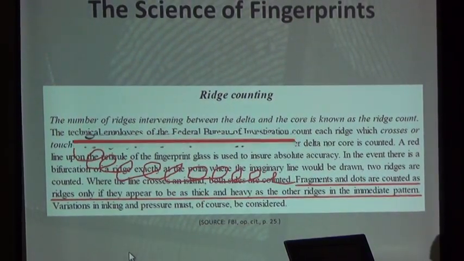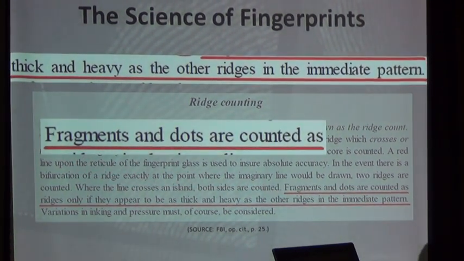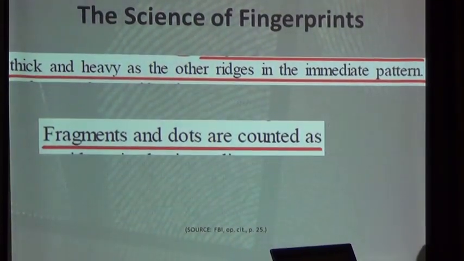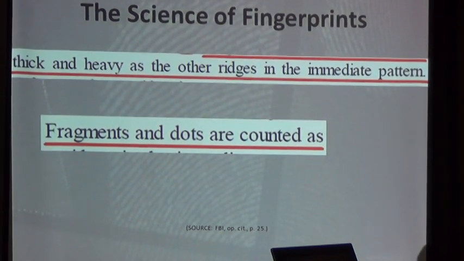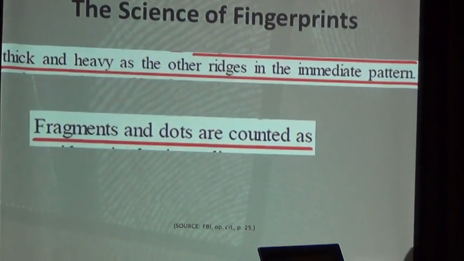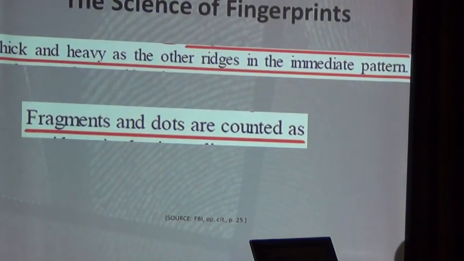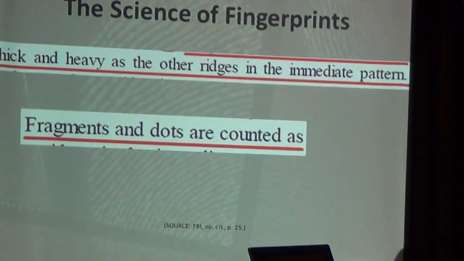If we look at the rules on ridge counting in the FBI book, there was no mention of incipient ridges. The FBI mentioned only fragments and dots, and they are to be counted if they are as thick and heavy as other ridges. Let us look at their update, maybe there is.